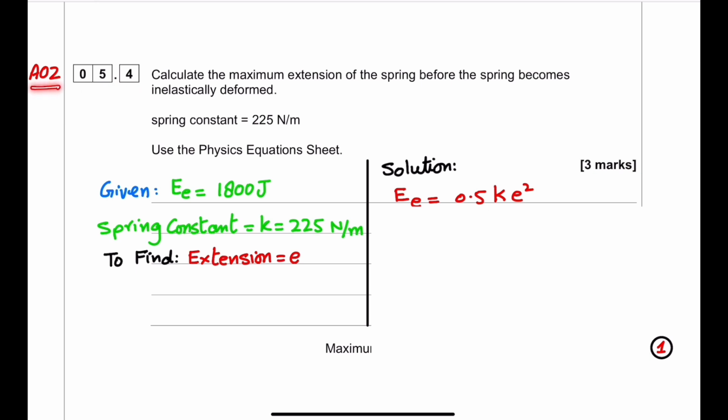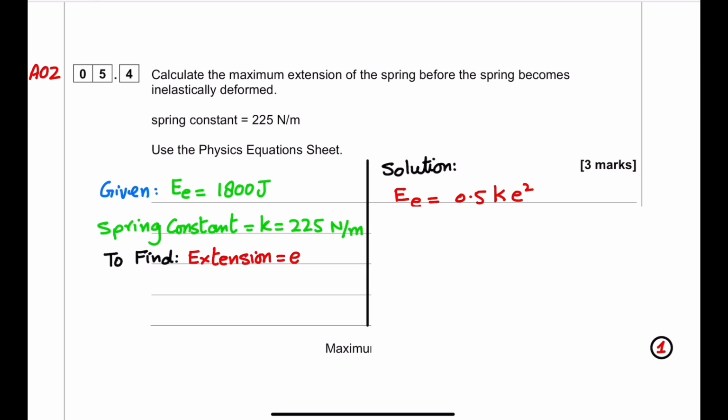5.4 is an AO2 question, and this question is again from the topic of forces and extension. Calculate the maximum extension of the spring before the spring becomes inelastically deformed. Spring constant value is given. We have the value of elastic energy, that is 1800 joules. Spring constant value is 225 Newton per meter. We need to find the spring extension.